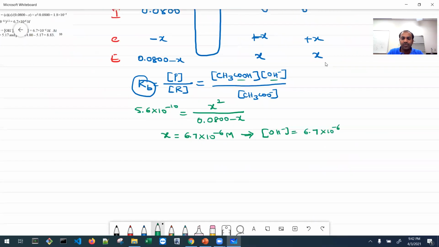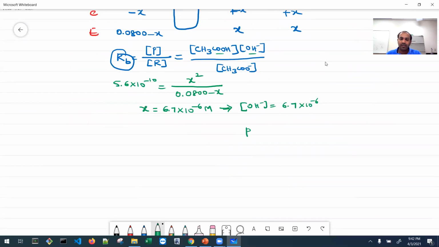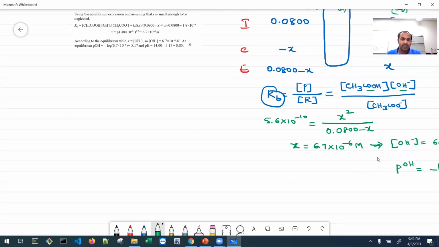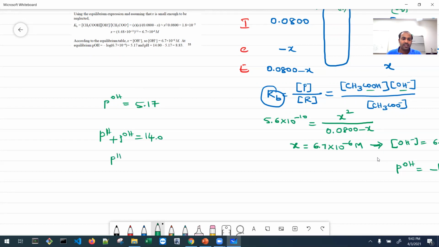When you use this OH minus concentration, you can find the pOH value. pOH is negative log of the OH minus ion concentration. If you plug in the 6.7 times 10 to the negative 6 in the log, you will get 5.17. But our question is asking for the pH value, so we use one more equation, pH plus pOH equals 14. Your pH is going to be 14 minus the pOH value, which gives you 8.83. So that will be the pH of the solution at the equivalence point.